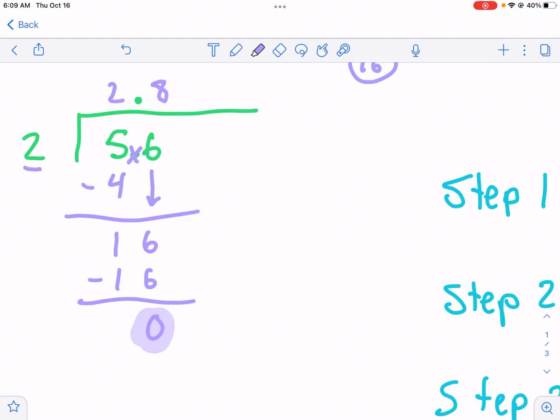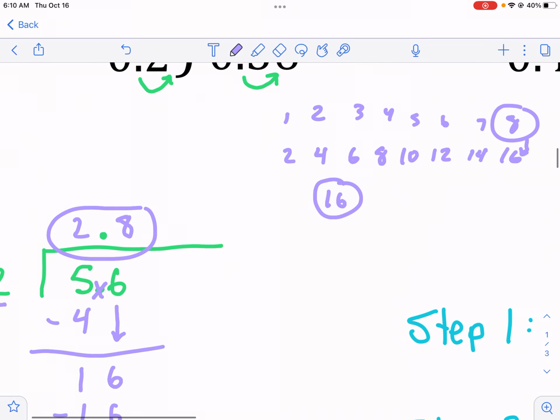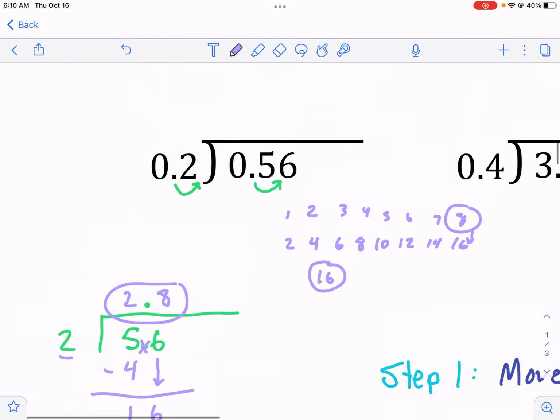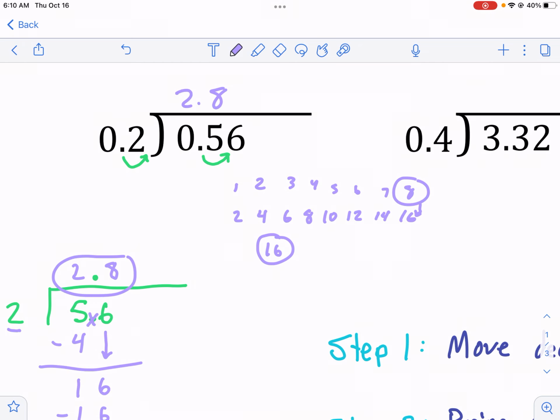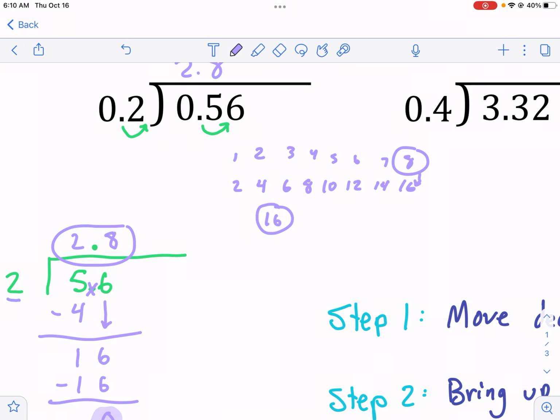Okay, and if we get the remainder of 0 and we have no more numbers to the right, then that means we're done. We don't have to bring anything else down, and 2.8 is our answer. So we're going to write 2.8 up here. And you could absolutely use, you don't have to rewrite it with this worksheet. I just wanted to show what that looks like. But yeah, you can go ahead and use this area right here. But 2.8 is going to be our answer.